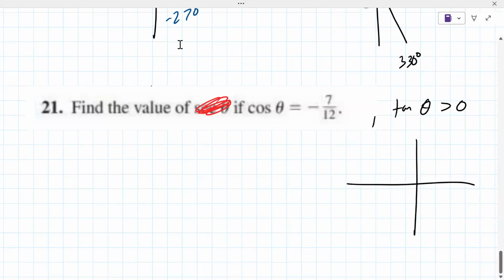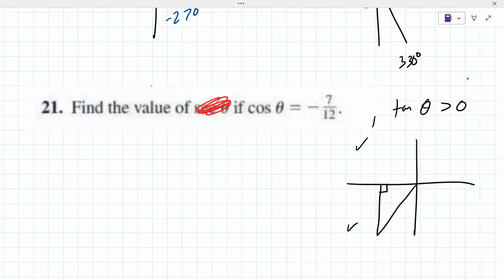Which quadrant are you in? Cosine is negative, tangent is greater than 0. It would be quadrant 3. Okay, how do you know that? Because cosine is negative, which means it can't be 1, so it's either 2 or 3, and tangent is positive. Good, good.